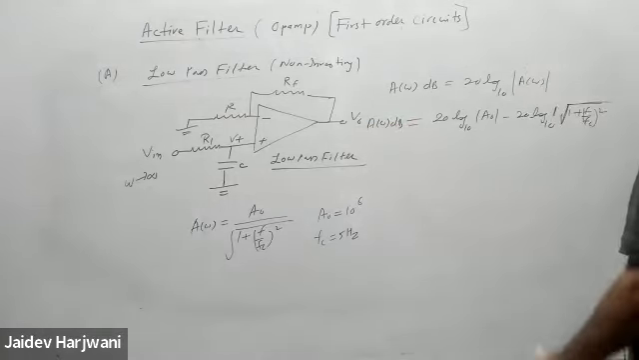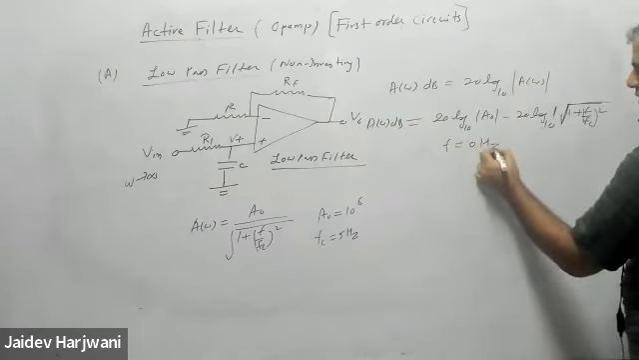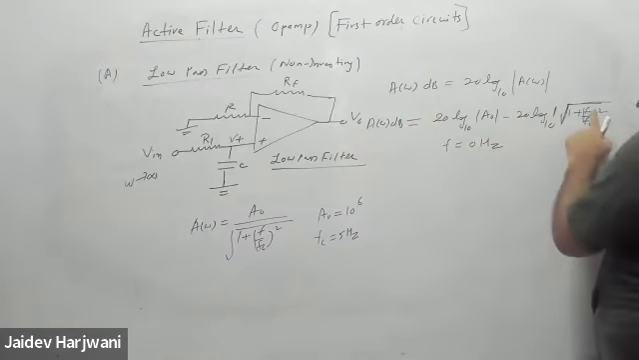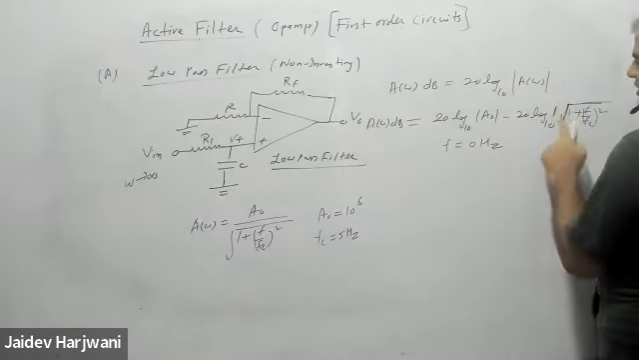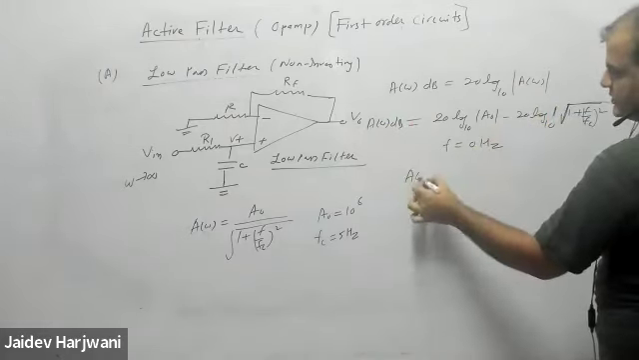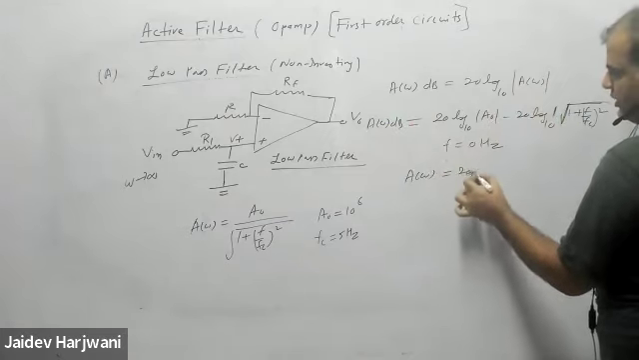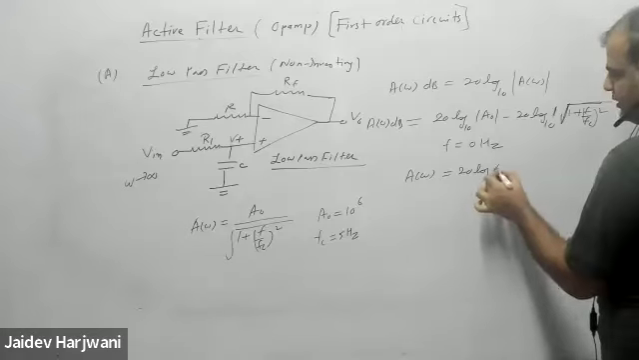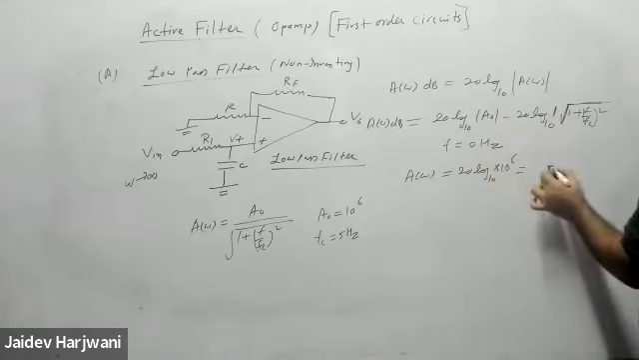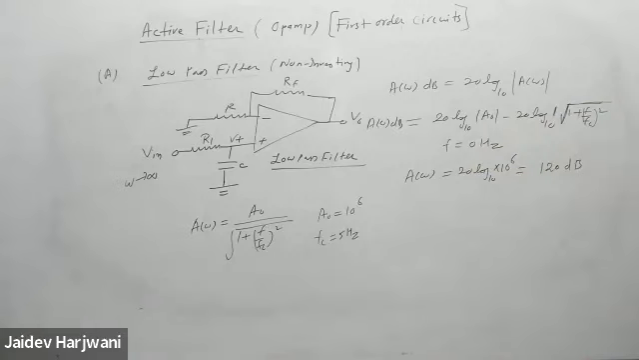Now let us see what happens when my frequency is 0 hertz. If frequency is 0 hertz, I put 0 here. This becomes log 1, and log 1 is 0. So my gain becomes 20 log 10 of 10 raised to power 6. So my gain becomes 120 dB at 0 frequency.